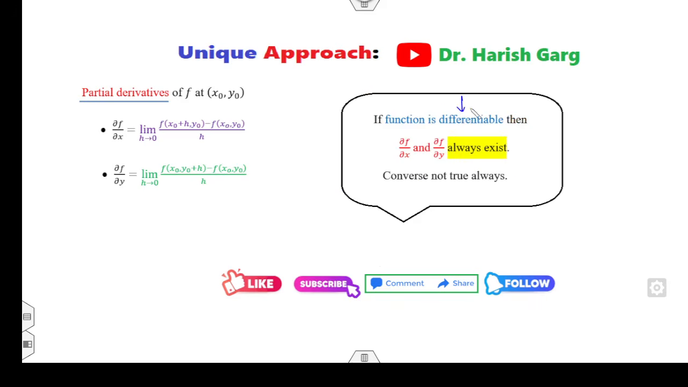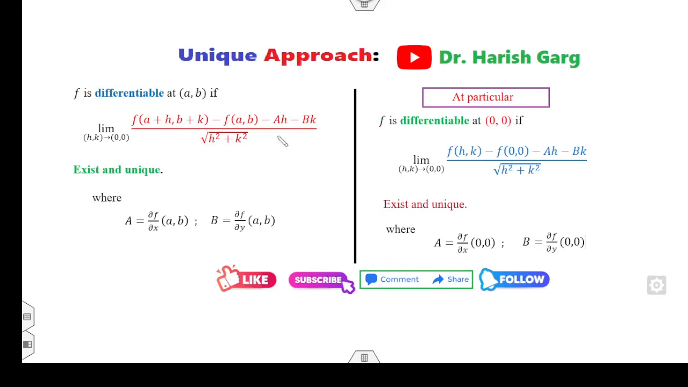Whenever the function is differentiable, the partial derivatives always exist, while the reverse is not true. And it is the same way if you talk about the particular case, but I am not using this kind of definition everywhere. I will tell you the shortcut tricks.